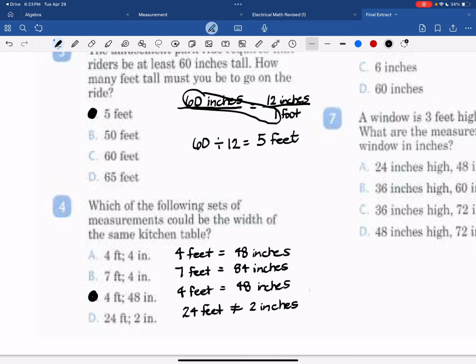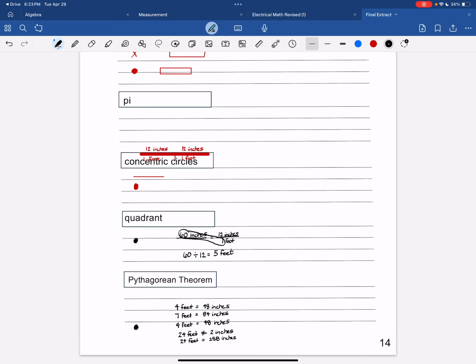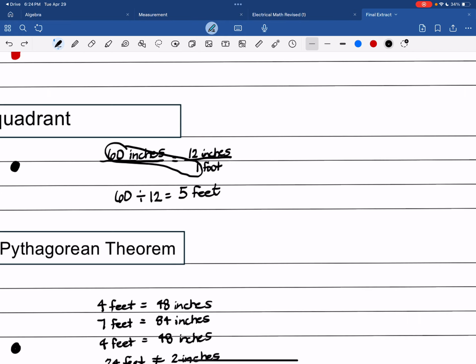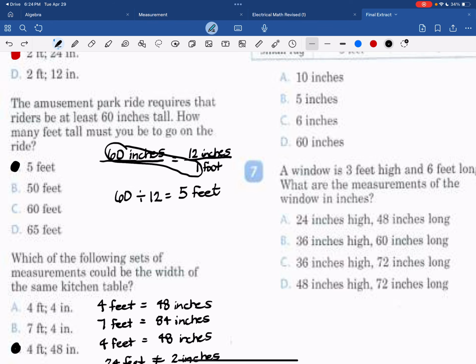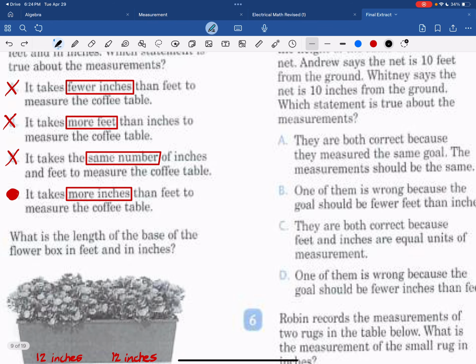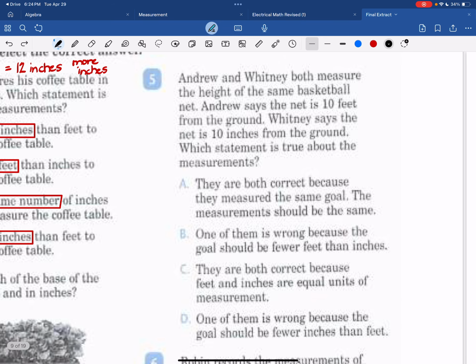Actually, I did it. I did 24 feet. I did it in my notes. It is 288 inches. I just happened to look down and see that on my notes that I had done it already. So, all right. Don't know what happened there. That's been happening a lot with my iPad, but hopefully you can see this now.